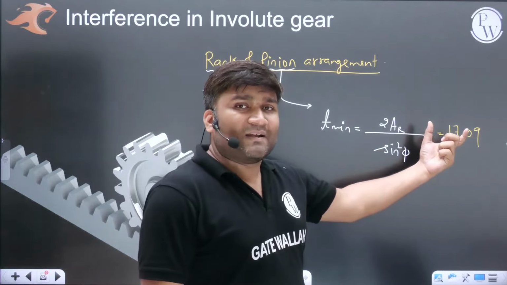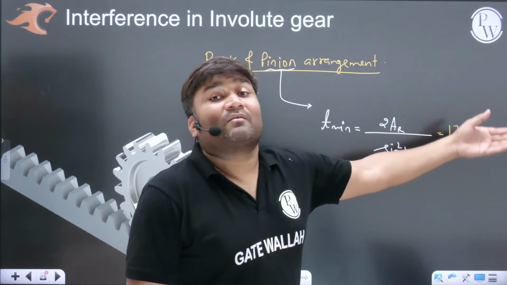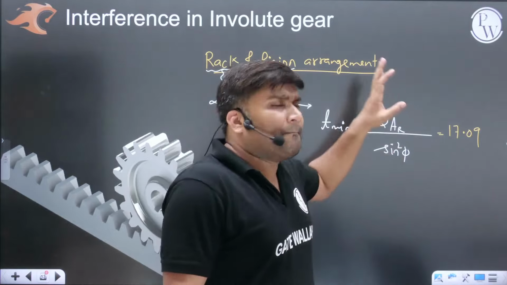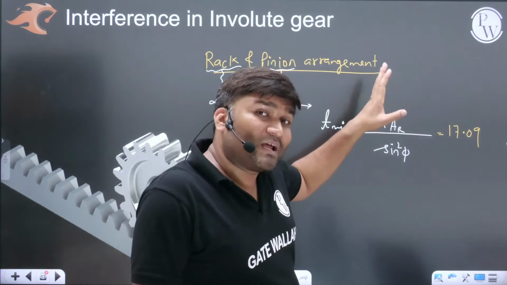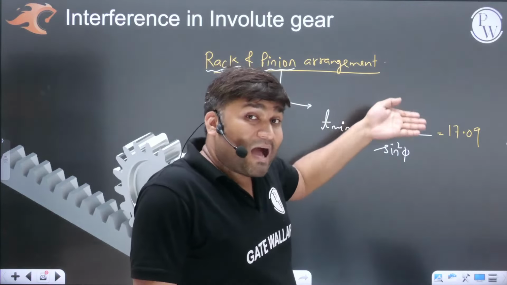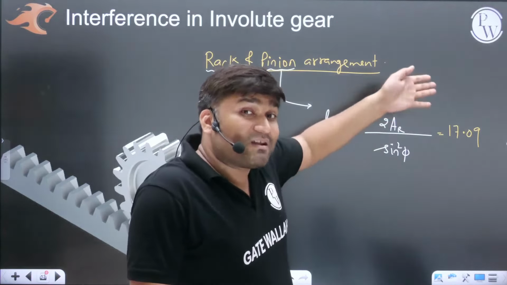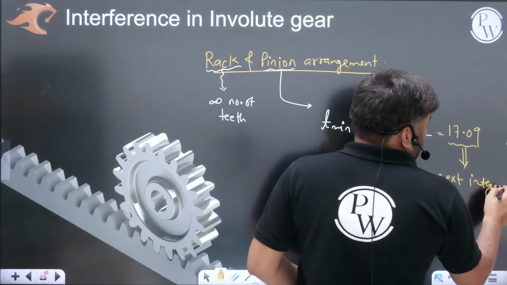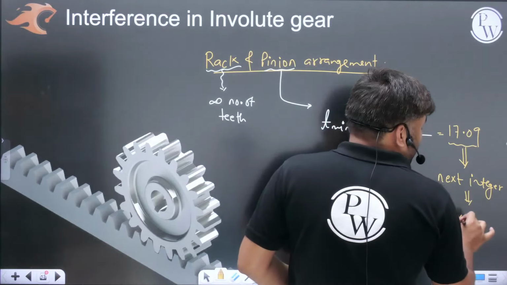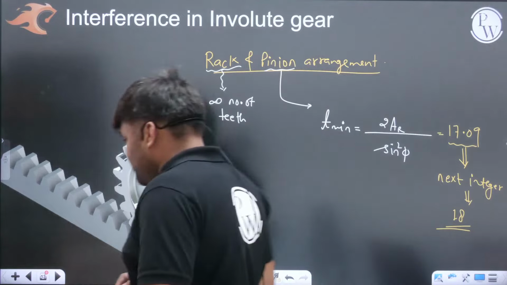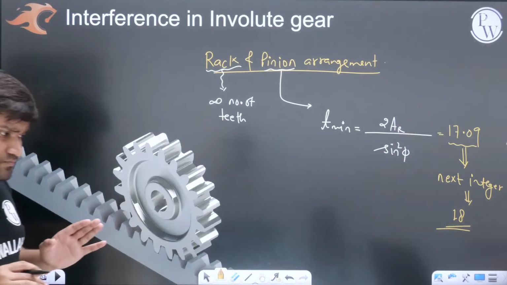Either you can choose 17 or you can choose 18. But what should be your answer? This is saying at least 17.09 teeth you have to provide. So a higher integer value you have to choose. If 17.09 comes as your answer, you will go for the next higher integer value, beta, right? So you will give that 18 is my answer. Clear, right? Simple thing.